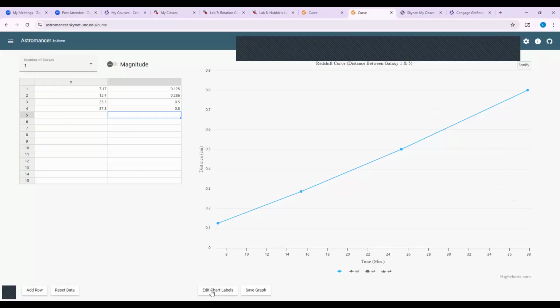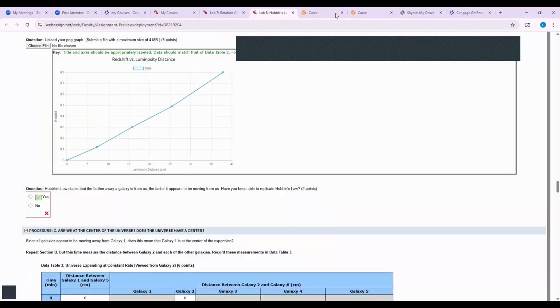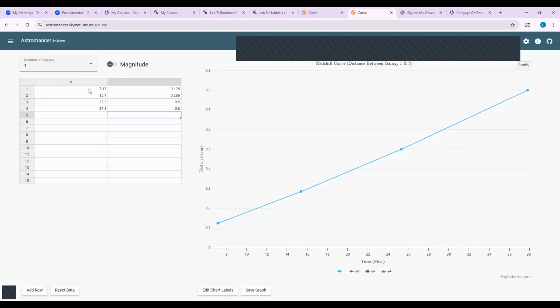Oh, I forgot the 0. That's the problem that we had. Insert row above. It doesn't work here. I think I have to shift it a little bit below. Yeah. I forgot the first one. 0 and 0.